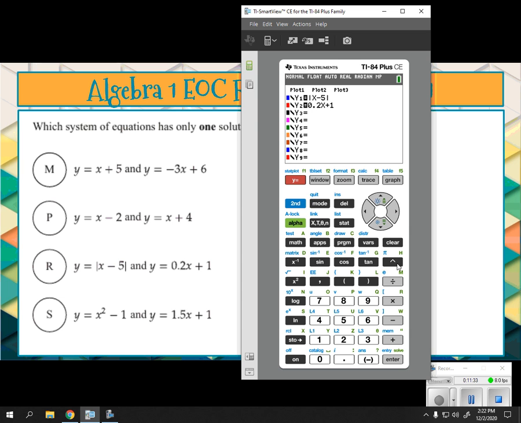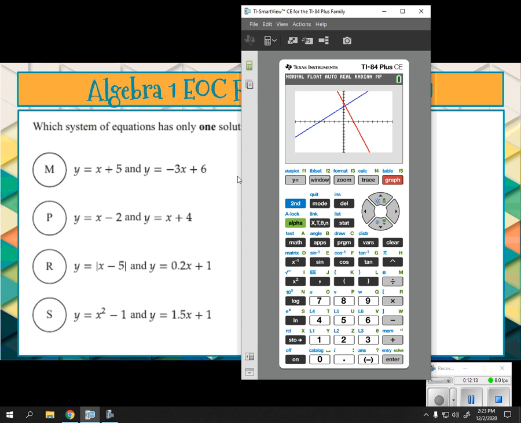If I go and I graph x minus 2 and x plus 4, I'm going to see I have parallel lines. Parallel lines will never cross. And if I have, I should have kept my x plus 5. x plus 5 and negative 3x plus 6. Then I have 1 point of intersection.